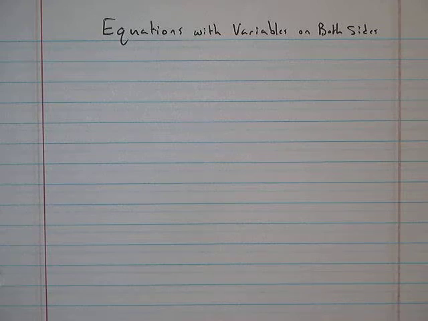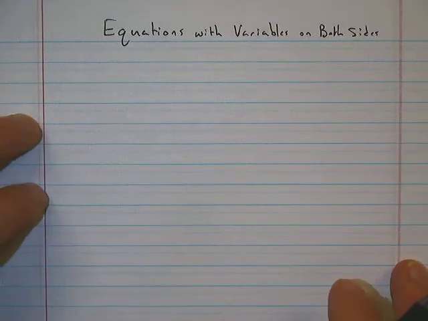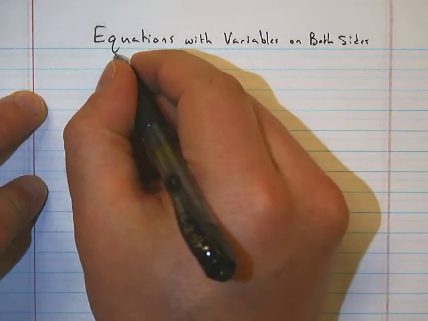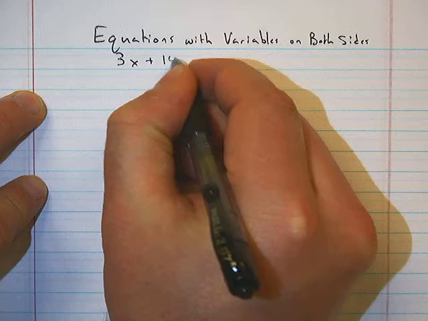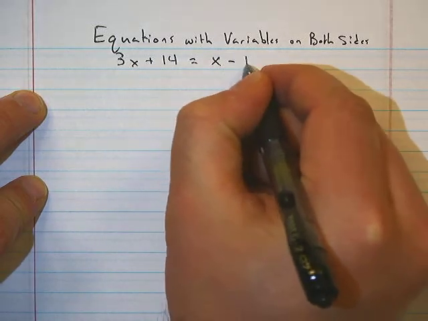They're a lot of fun for me, hopefully for you as well. So we're just going to go through and do some examples. So first we need some equations. So let's start with 3x plus 14 is equal to x minus 12.